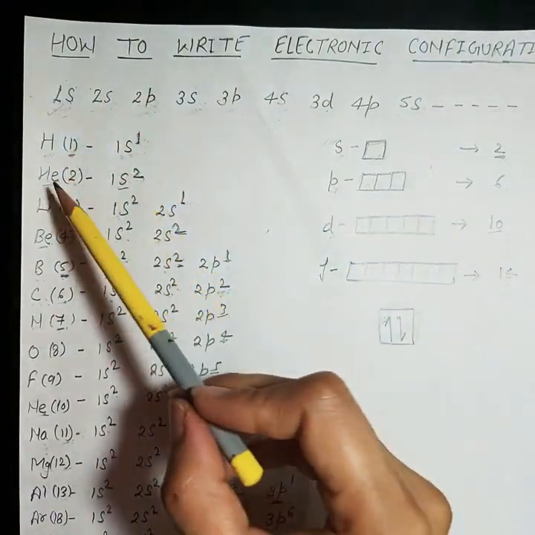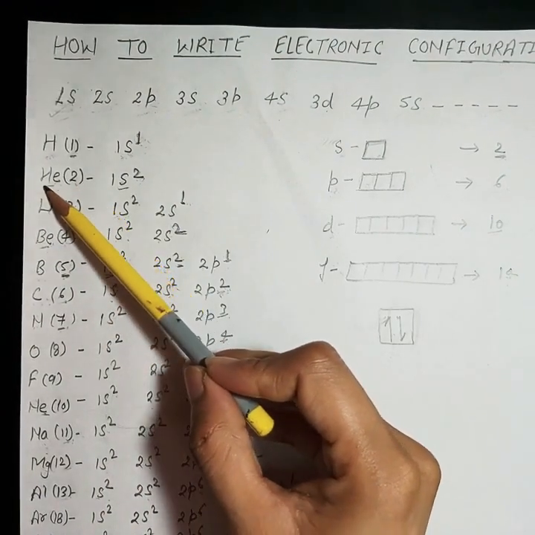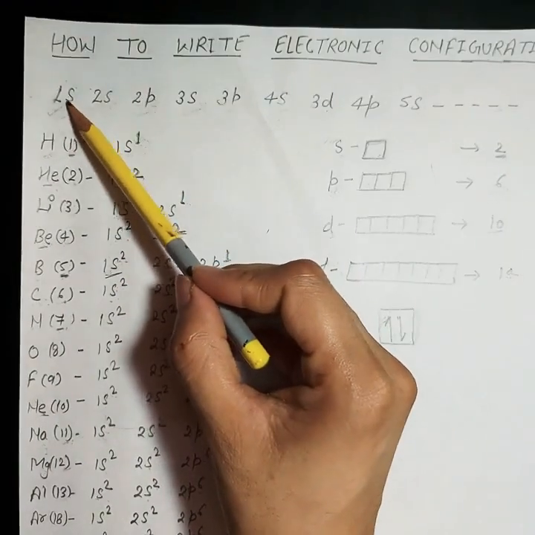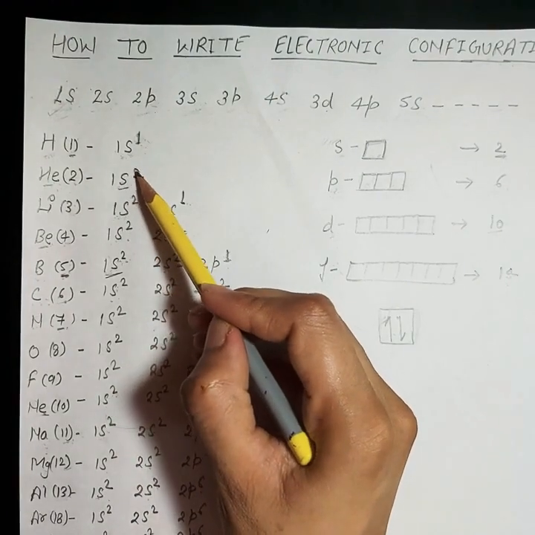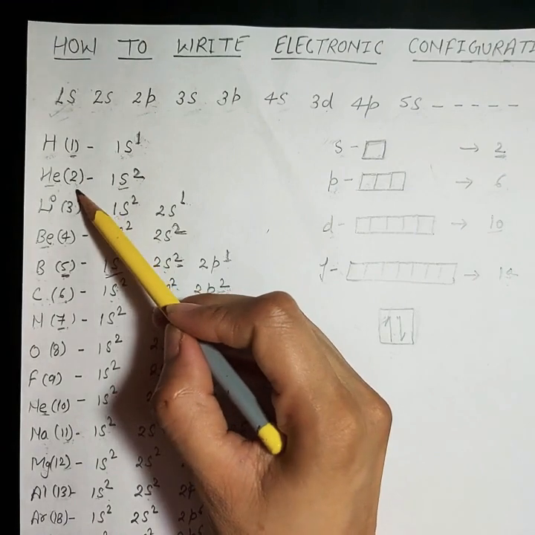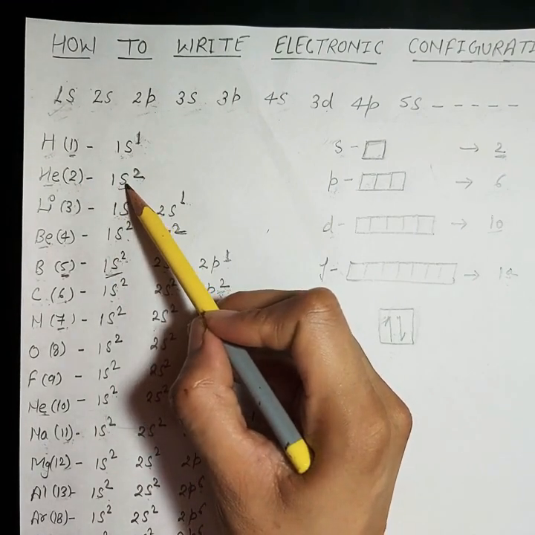Now for helium, helium has 2 electrons, so to write the electronic configuration for helium, again we will use 1s first, and we will write 2 here. Why 2? Because it has 2 electrons. So we have to distribute 2 electrons in 1s.